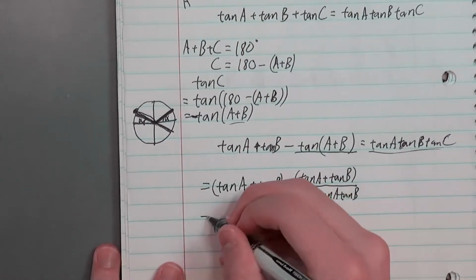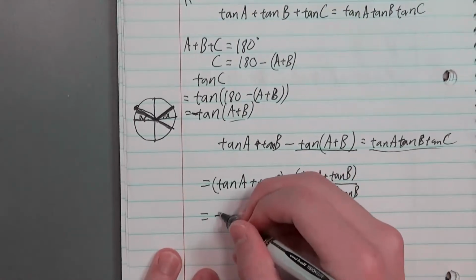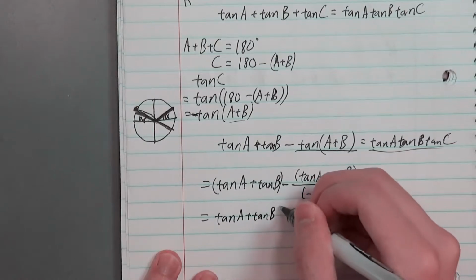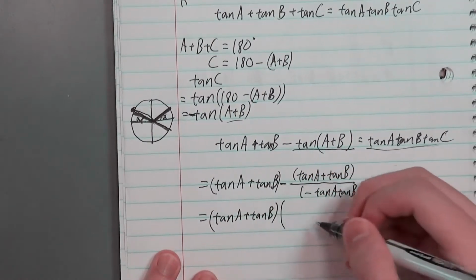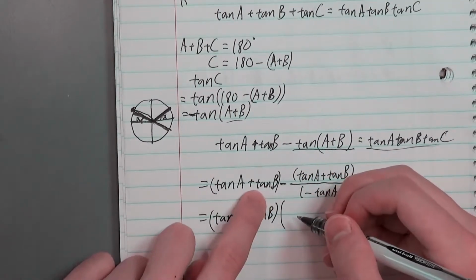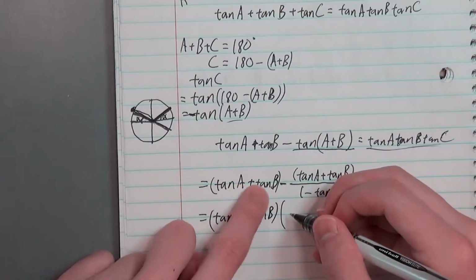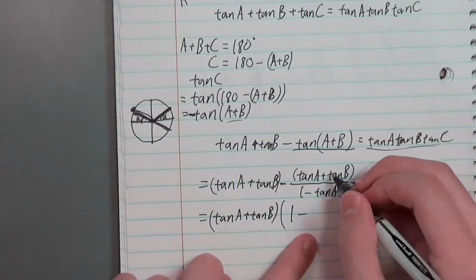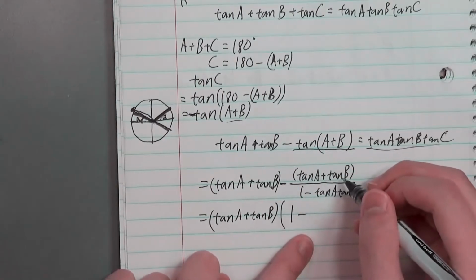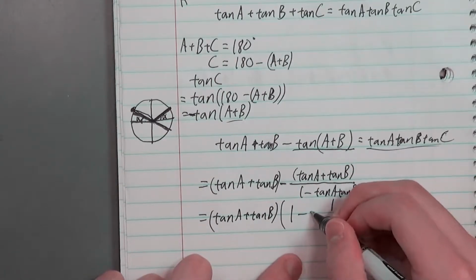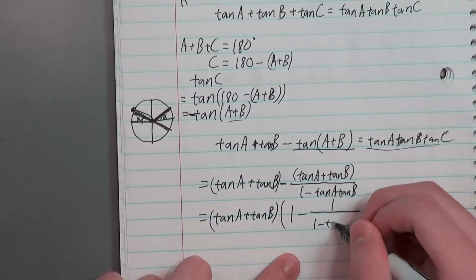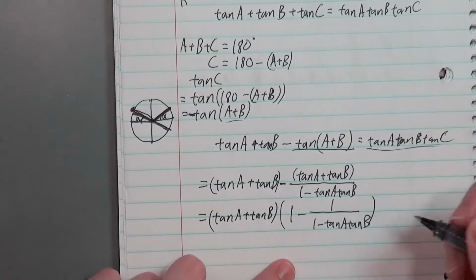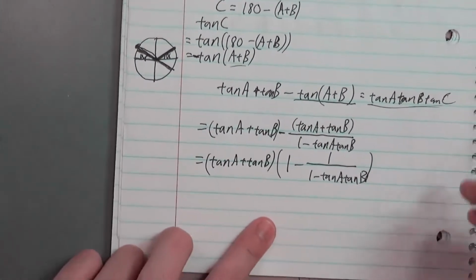So let's just rewrite this again as tangent of A plus the tangent of B times the whole thing. This is just, if you divide this by the same thing, it's just 1 minus, and then divide this by tangent of A plus tangent of B, it just becomes 1 over 1 minus tangent of A times tangent of B. Whoops. So, now what?